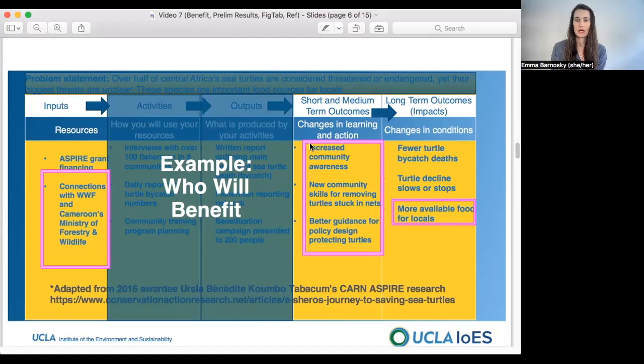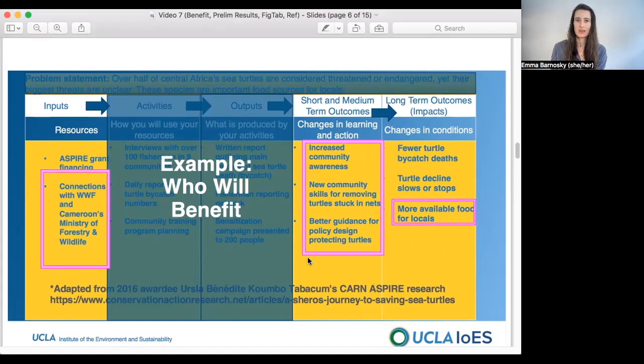In addition, you see multiple places where local communities are benefiting from this project. Local communities will have increased awareness about sea turtle health, new skills for removing turtles stuck in nets, and an ultimate outcome of available food for more local people.